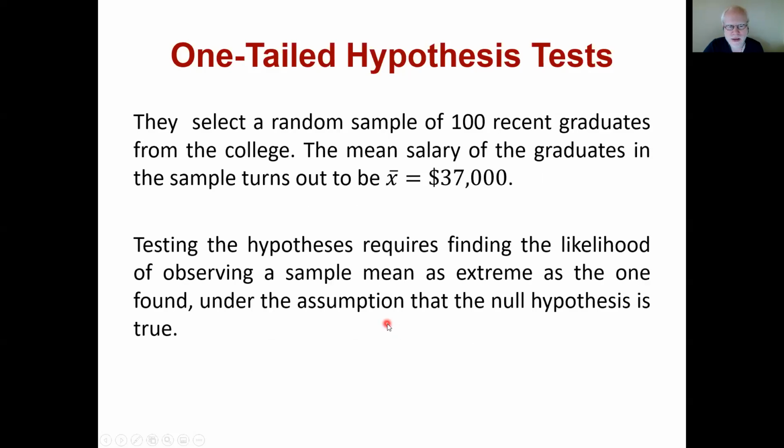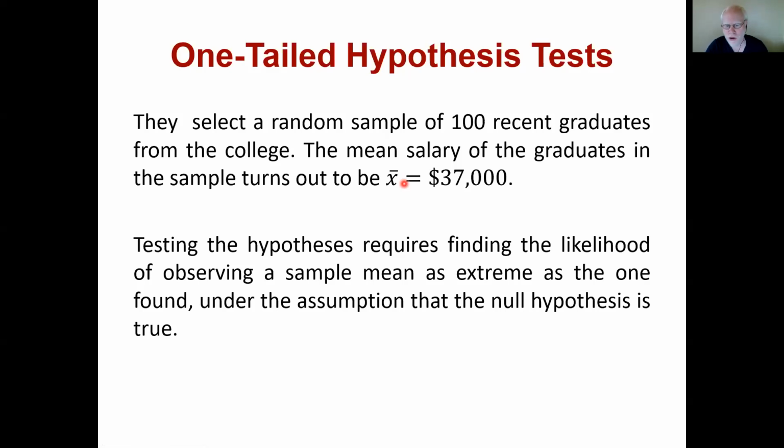So they select a random sample of 100 recent graduates from the college. The mean starting salary of the graduates in the sample turns out to be $37,000. Testing the hypothesis requires finding the likelihood of observing a sample mean as extreme as the one found under the assumption that the null hypothesis is true. Right, so we take 100 graduates and we get a sample mean of 37,000.